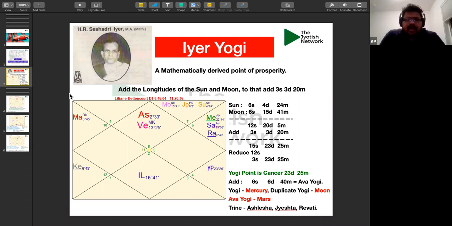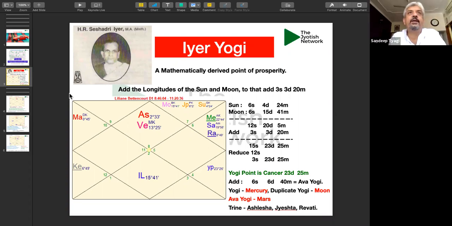Yeah, Sandeep, I really like the way you broke down the math for us and even the points that Pulak mentioned. But I was just wondering, what is the significance of the magical Iyer constant? Like, why is it 3 signs, 3 degrees, and 20 minutes?